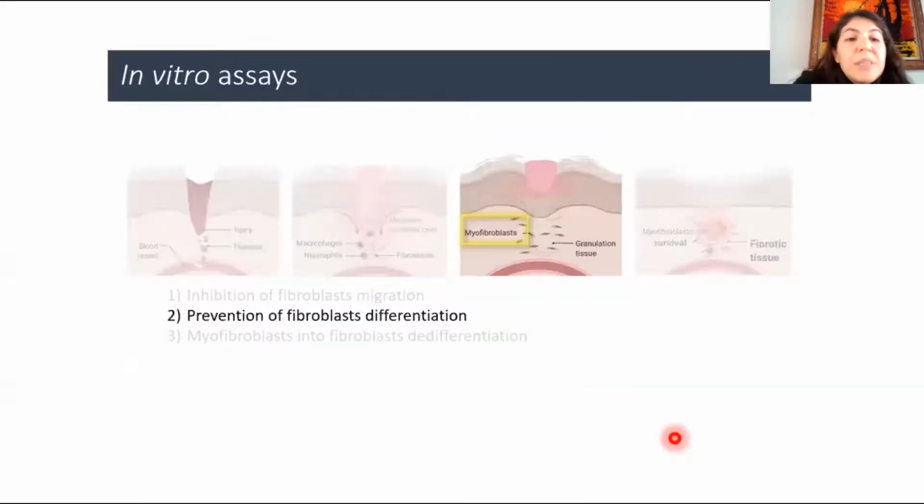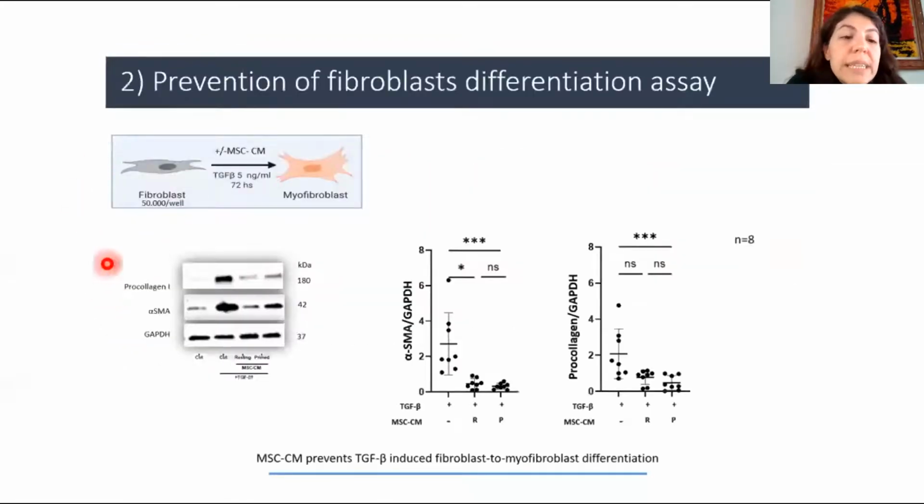The second in vitro assay is called prevention of fibroblast differentiation. The rationale here was to test if conditioned media from MSCs can prevent the differentiation from fibroblasts into myofibroblasts due to TGF-beta. So we simultaneously treated fibroblasts with TGF-beta and conditioned media from MSCs, and after 72 hours, we collect the proteins. Here I'm showing images as an example of the Western blot that were obtained.